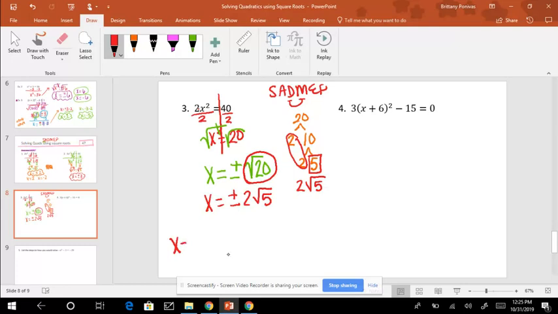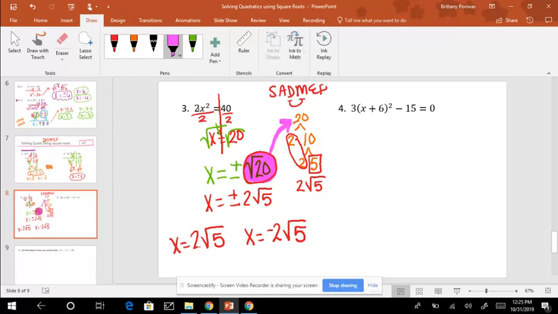If you wanted to write your answer out as 2 separate answers, you can. x equals 2 square root of 5 and x equals negative 2 square roots of 5. So if the number that you end up with underneath the square root is not a perfect square, you have to try and tree it to simplify it. And then your answer is this simplified radical.